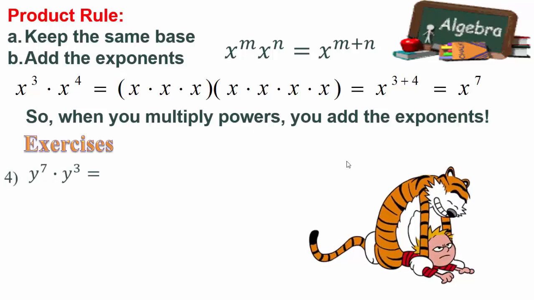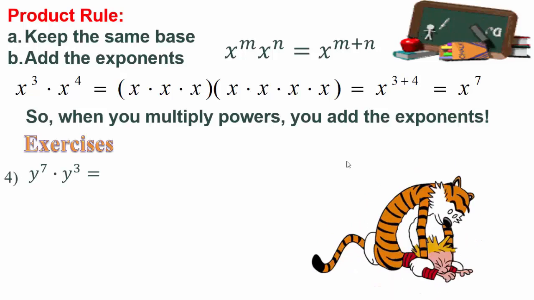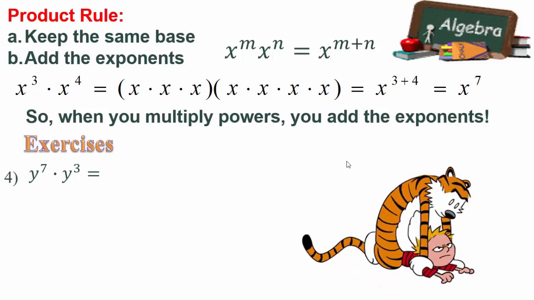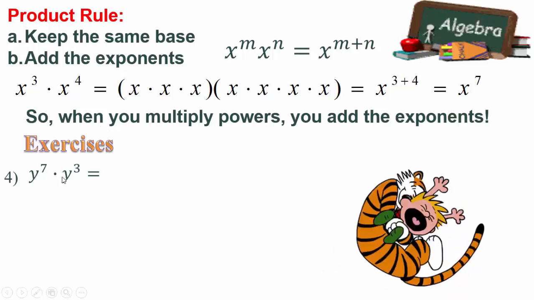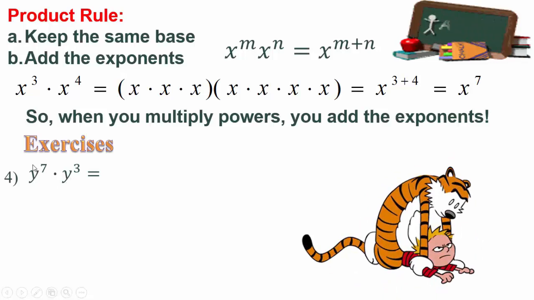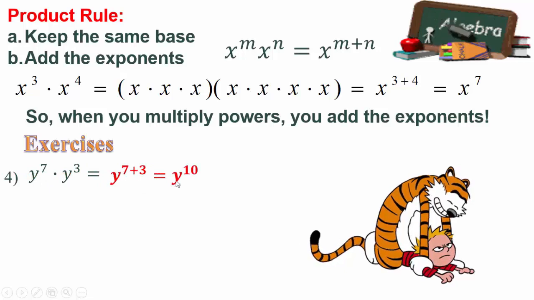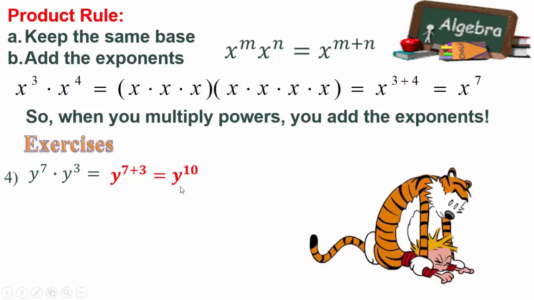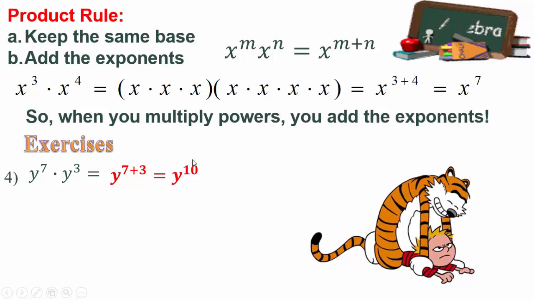So here we have y to the seventh times y to the third. Well, as I said, you just add up when you have the same base, y is the same, y is the same. So that means we just have to add up these exponents. And of course, 7 plus 3 is equal to 10. So we get y to the 10th.